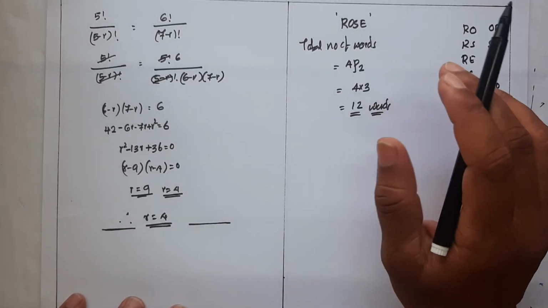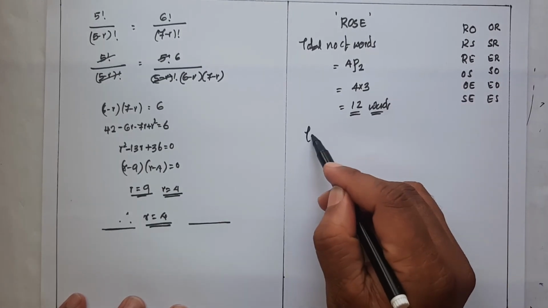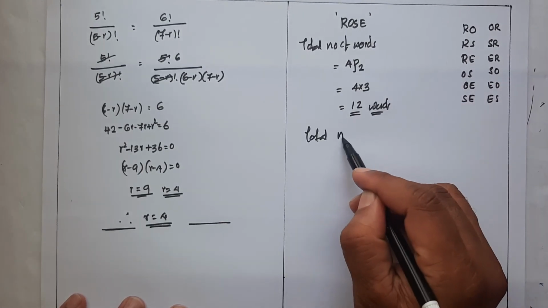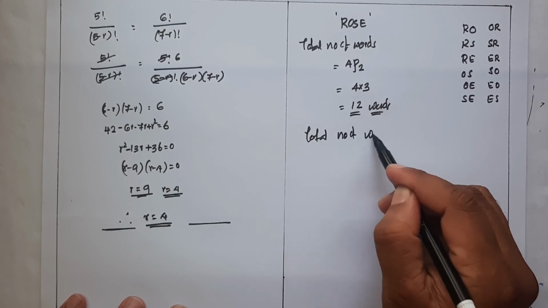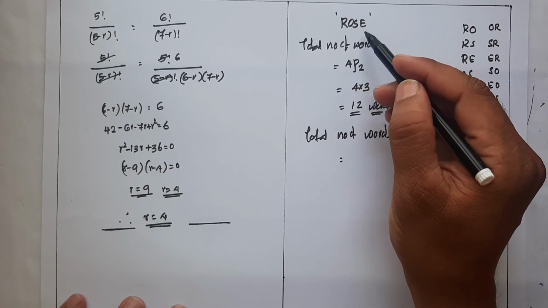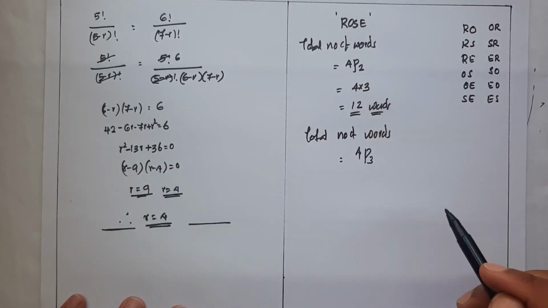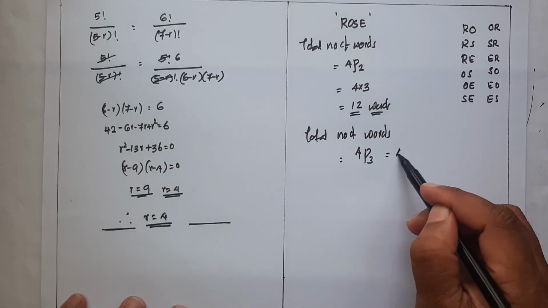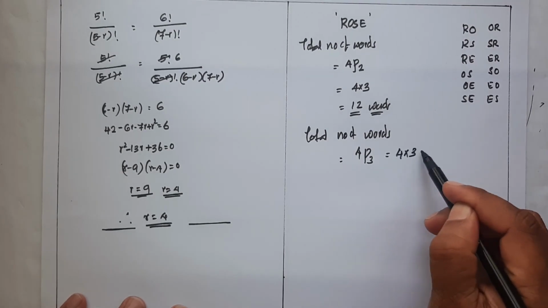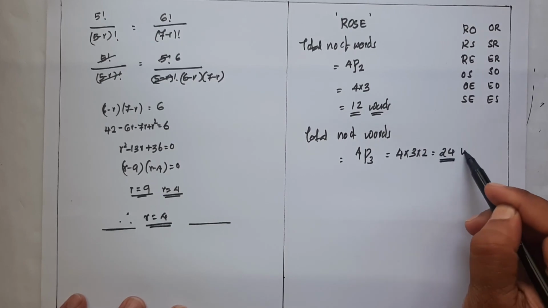Similarly, suppose using the word ROSE, how many 3-letter words can be formed? Total number of words is equal to, here we are given 4 letters. Using 4 letters, how many 3-letter words can be formed? We get the answer 4p3, that is 4 into 3 into 2, equal to 24 words can be formed.